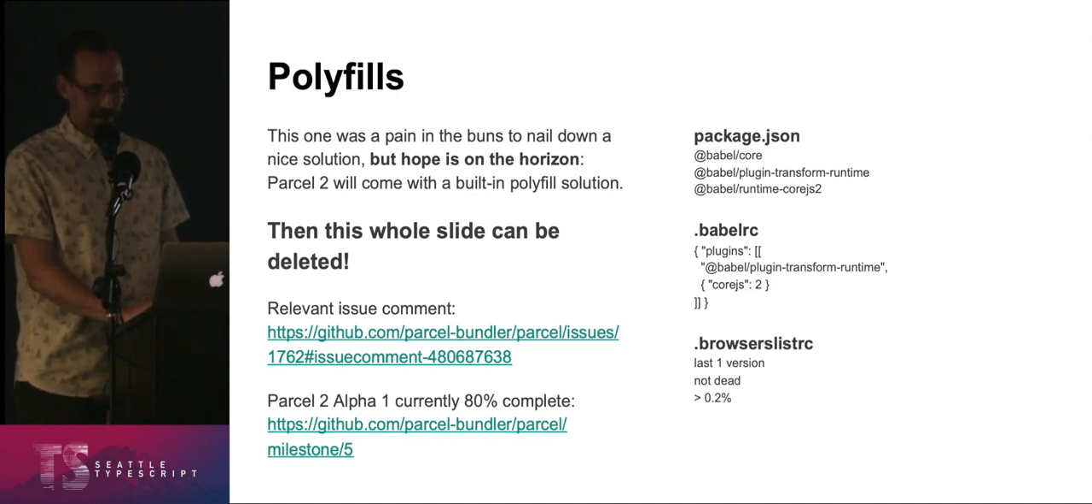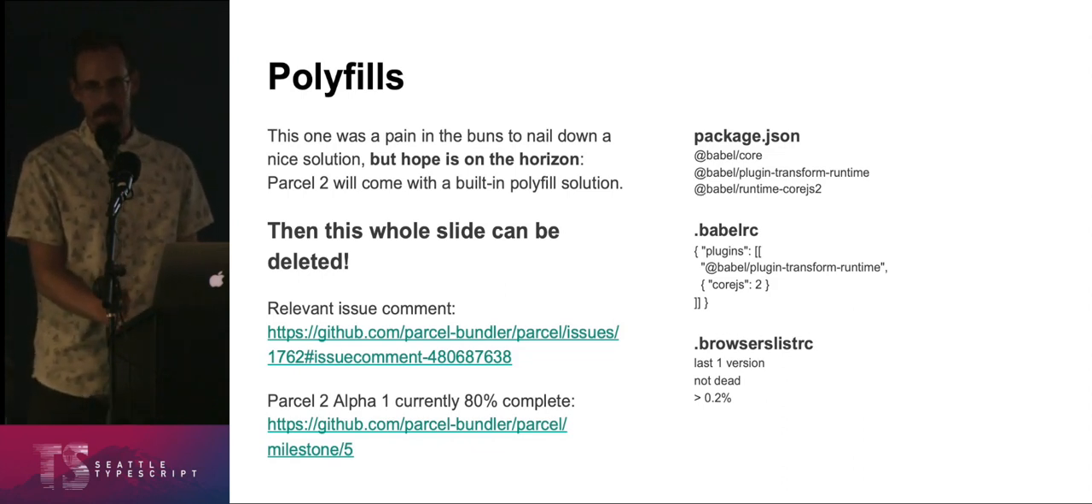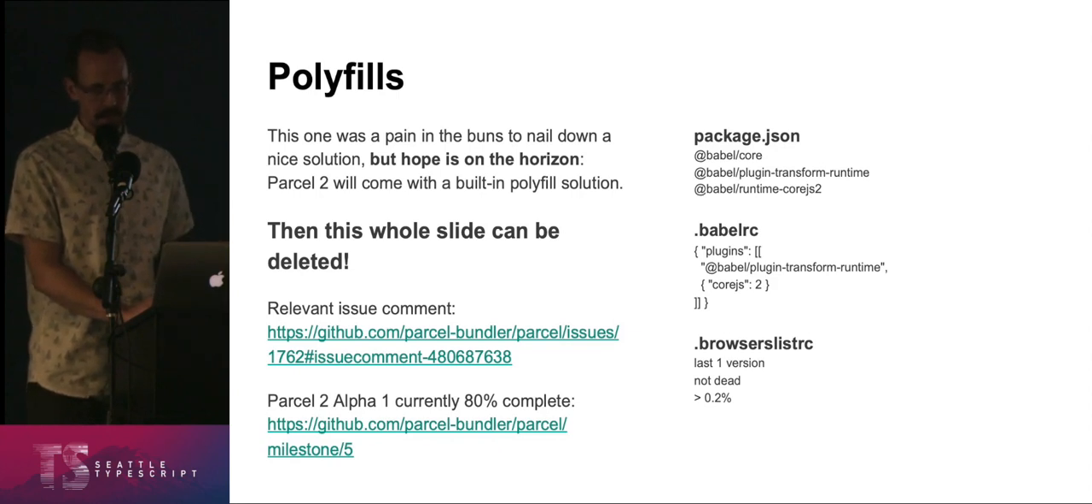We're on our way. But for this, I had to install the Babel core myself, and then this weird plugin transform runtime, and the runtime core JS2. I had to, in the Babel RC config file, tell it to use this stuff, and create a browsers list file of what browsers I want to support, and be old enough that it needed to polyfill async await and Set. And this is a pretty reasonable list too. Last one version pulls in IE, last one version not dead. And once you pull in IE, you need all sorts of polyfills.